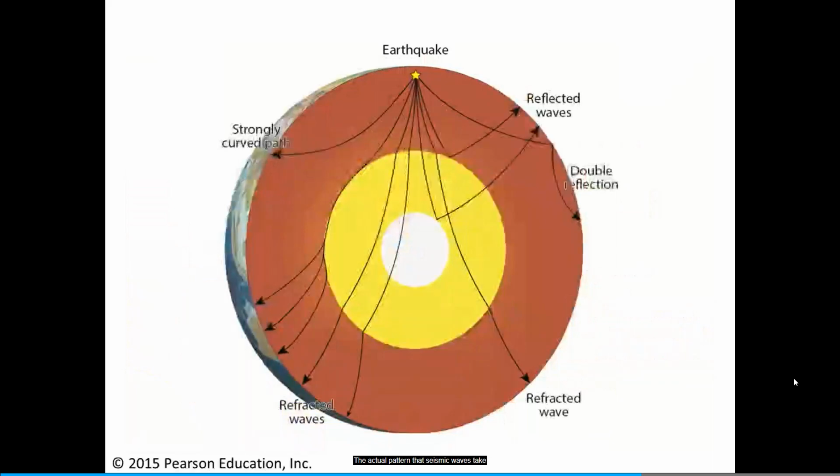The actual pattern that seismic waves take on can be more complicated than just a simple curving path. It can look something like you see in this diagram here. These different paths tell us something about Earth's interior. They tell us that we live on a layered planet, and that our planet has a mantle, it has a crust that's on top of the mantle, and it has a core beneath the mantle, and that core has several components, a liquid outer core and a solid inner core.